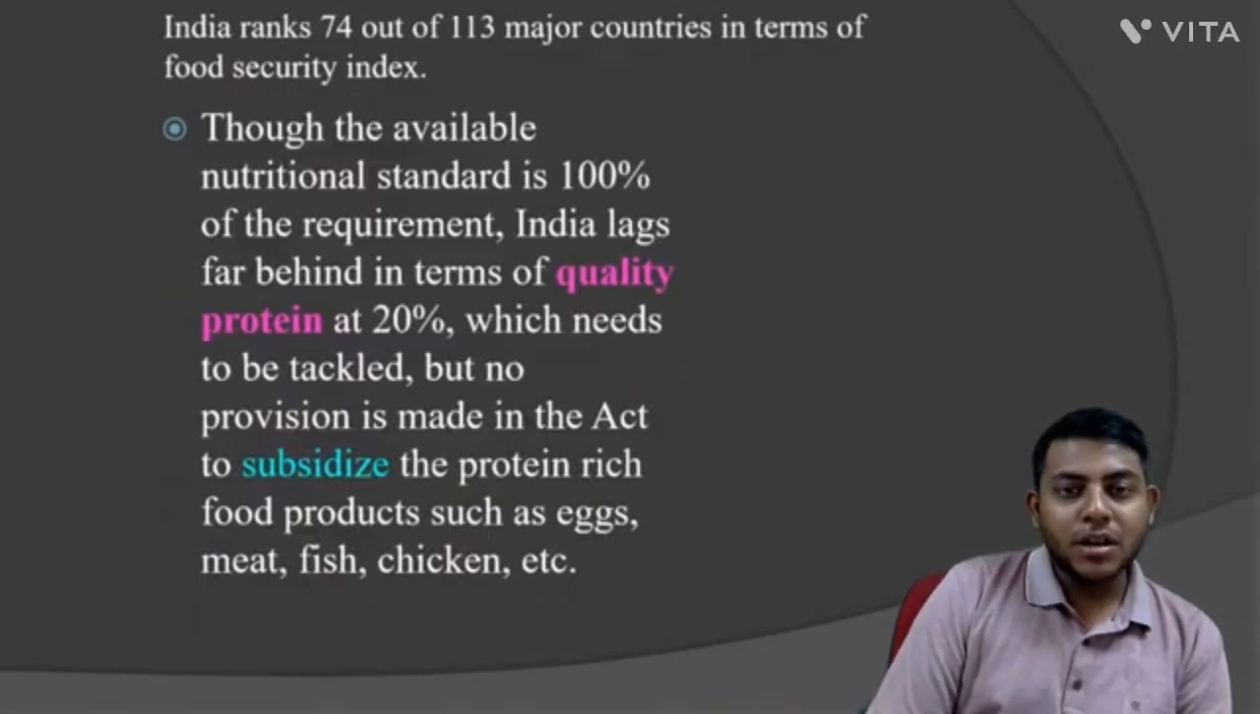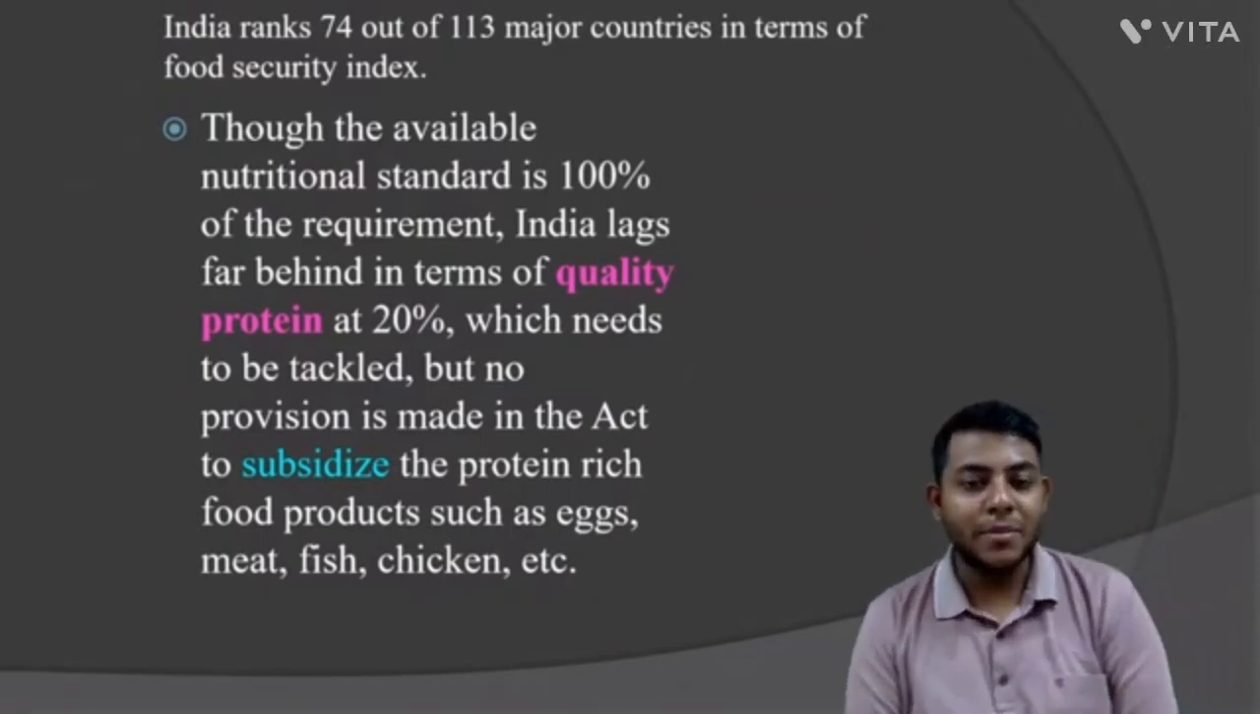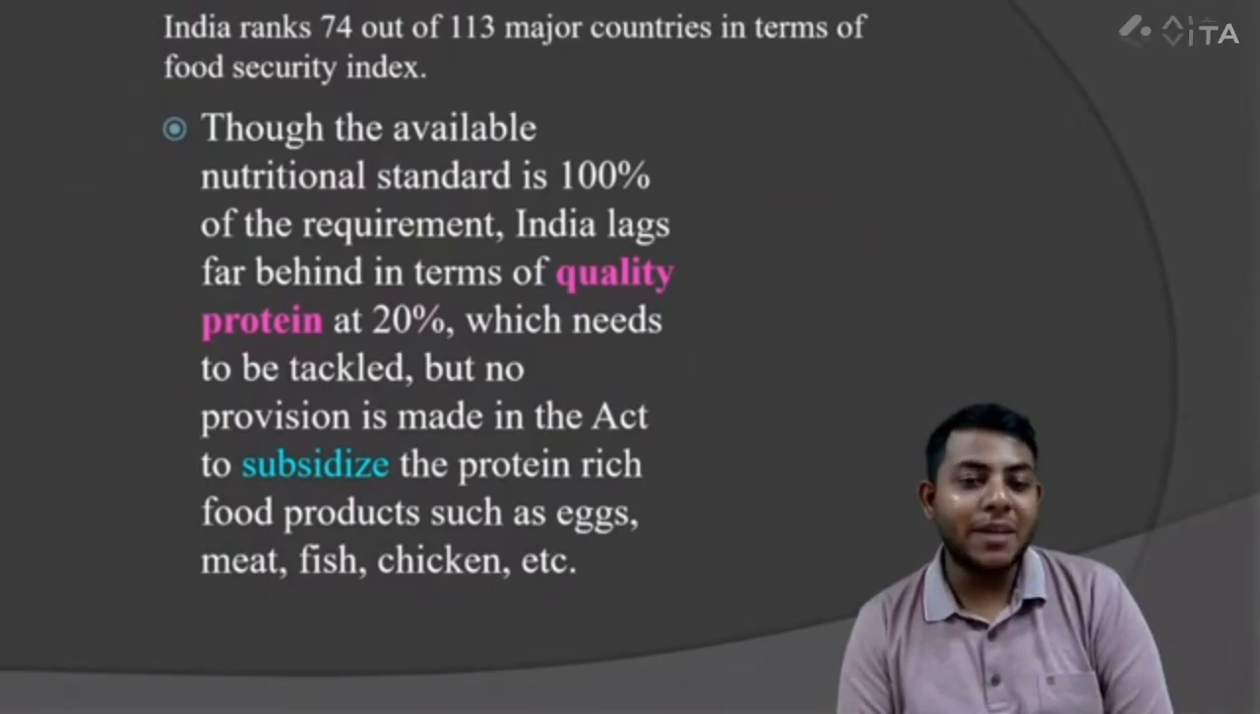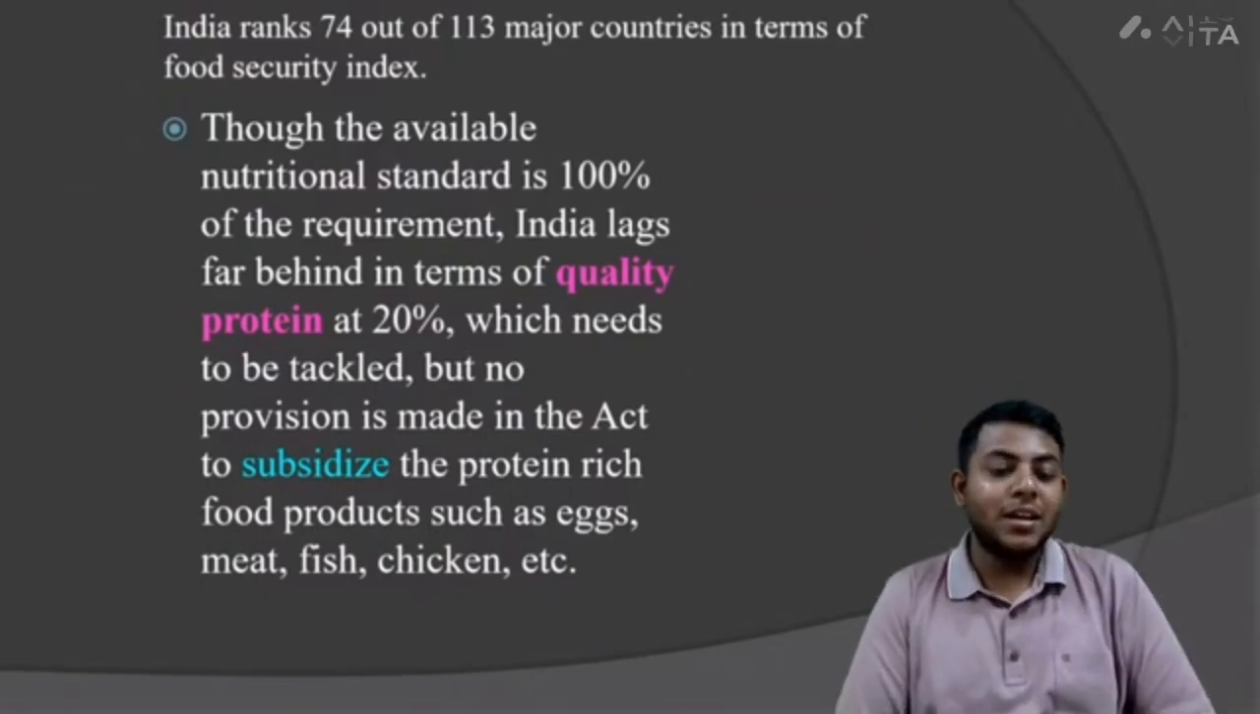Now, if we talk about food security, India ranks 74 out of 113 major countries in terms of the food security index. And though the available nutritional standard is 100% of the requirement, India lags far behind in terms of quality protein at 20%, which needs to be tackled.